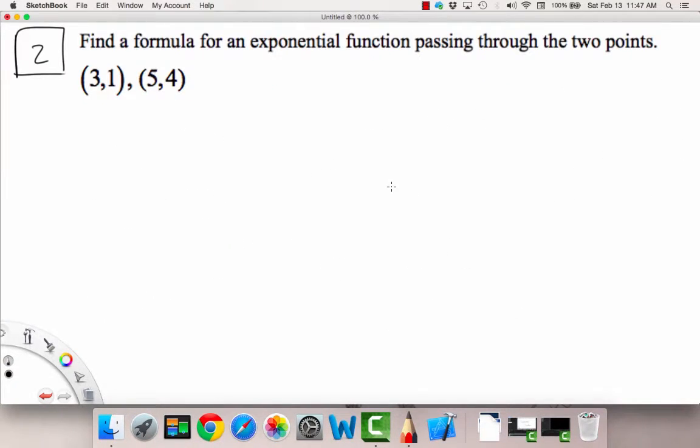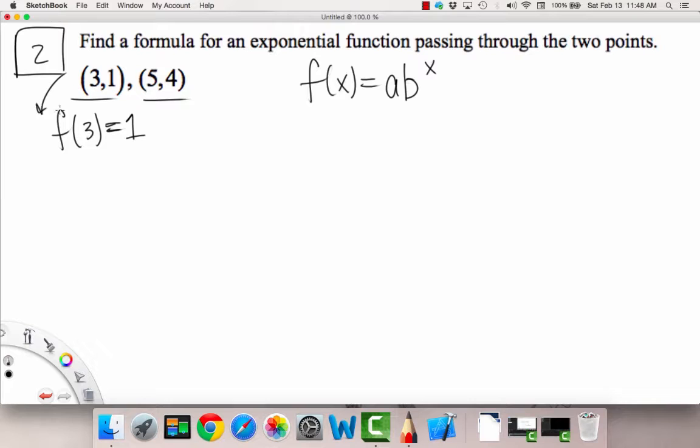All right, number 2, we're going to find a formula for the exponential function passing through these 2 points. The general formula for an exponential is f of x equals a times, in this case I'll use b, because we don't have to deal with 1 plus r or anything. We're just going to use this and the information that these 2 points give us. This one just means f of 3 is equal to 1: when you plug in a 3 you get out a 1. And this point tells us, when you plug in a 5, we get out a 4.